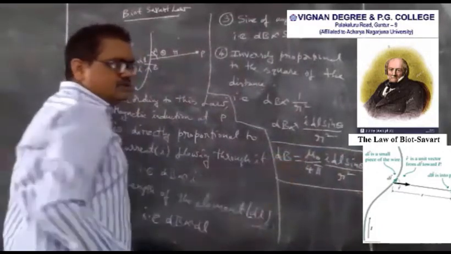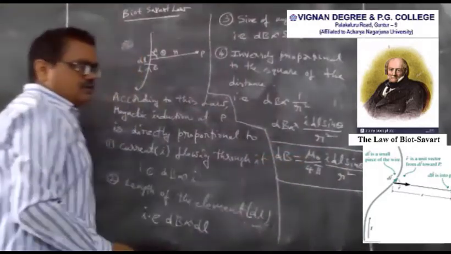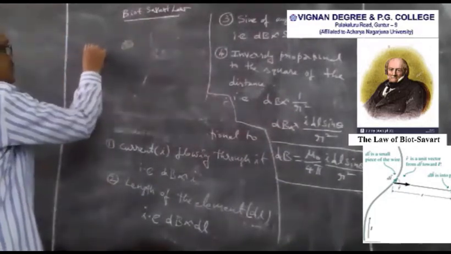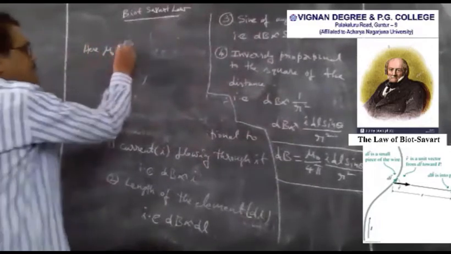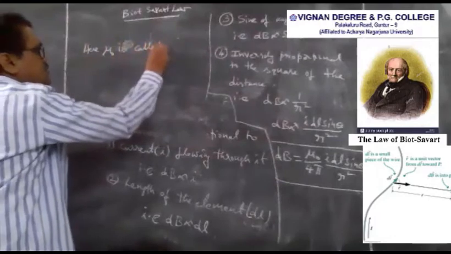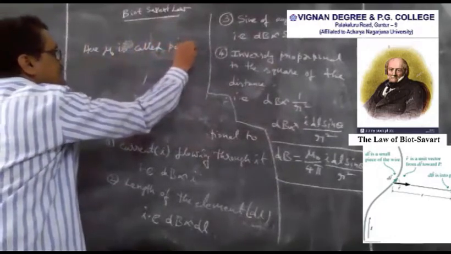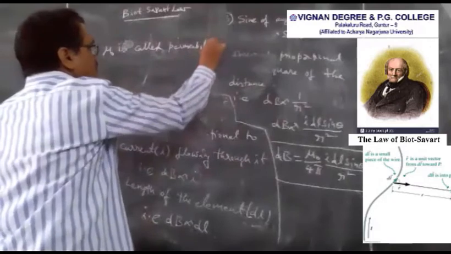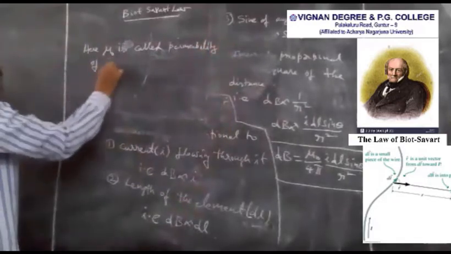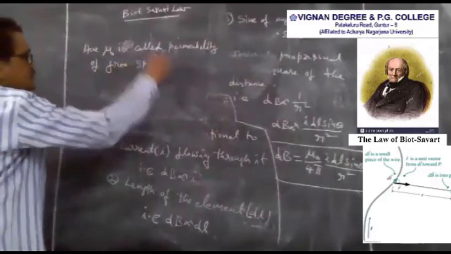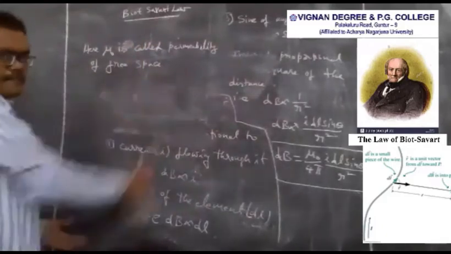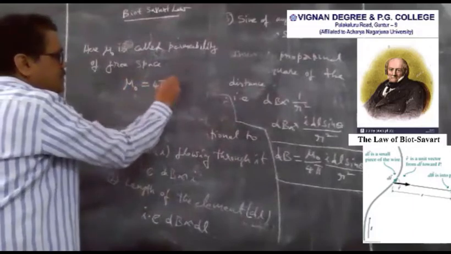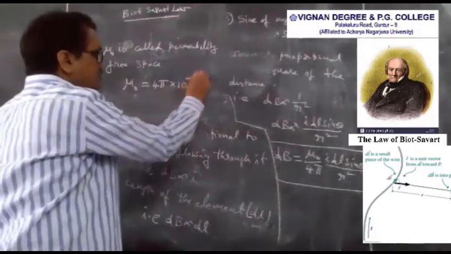Here mu naught is called permeability of free space, and its value is given by mu naught is equal to 4 pi into 10 to the power of -7.